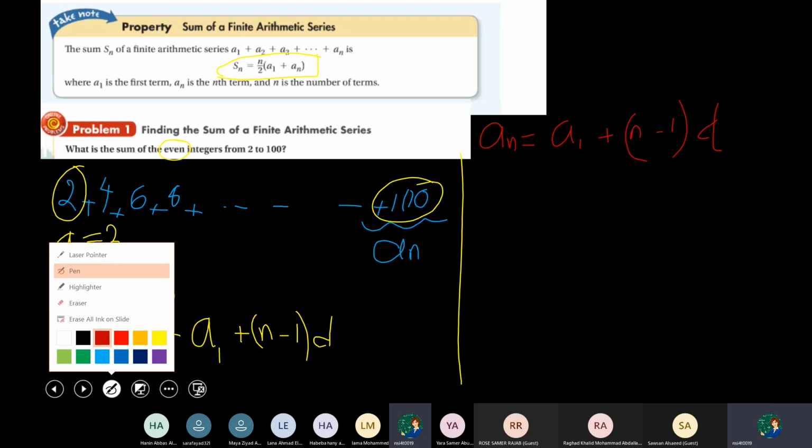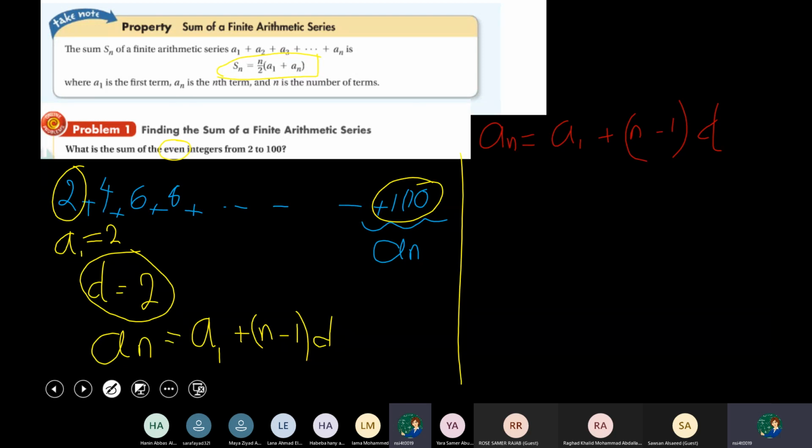Now here, the last term, he told me that it's 100. The first term is 2. The number of the terms, I don't know it. I don't know how many even numbers between 2 and 100. Times d, what is the common difference? We say it is 2.